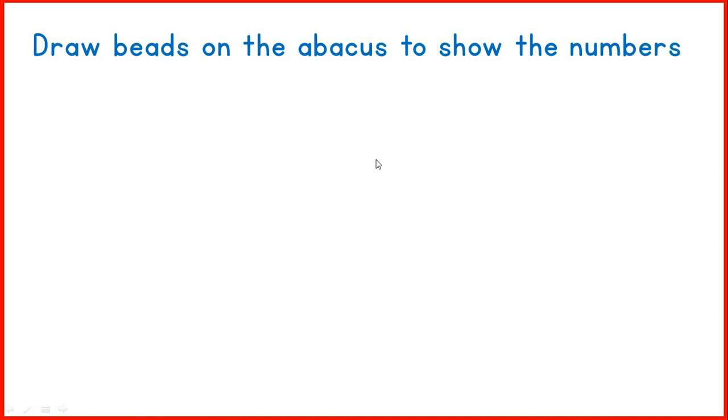Now the next one, draw beads on the abacus to show the numbers. Okay, read this question again. Draw beads on the abacus to show the numbers and then write in the box.